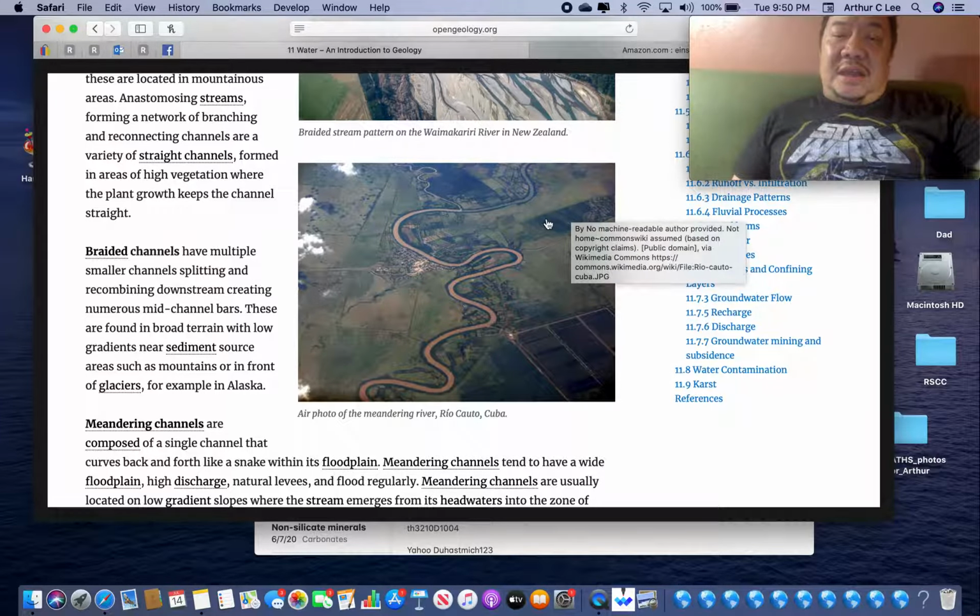Does this look like a young, middle-aged, or old river? Well, look how curvy this river is. That's an old age river.